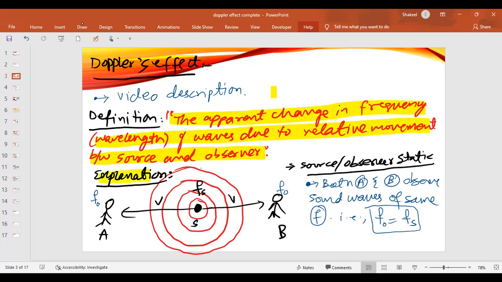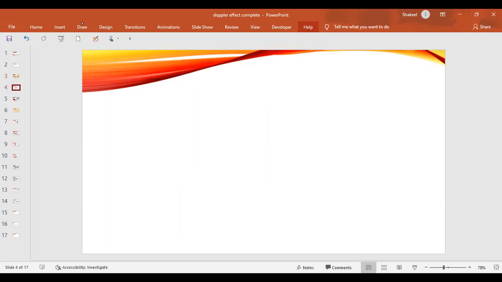So let me tell you the explanation. Let's say this is the source at the center, which is at rest. It is producing a wave of frequency fs, and the wave is traveling towards the observer with wave speed v. Observers A and B are there, and they will observe the frequency of the wave as f naught. So both observers A and B observe sound waves of the same frequency as produced by the source, like f naught is equal to fs. Why? Because the source and observers are static, they are not moving, so there will be no Doppler effect.